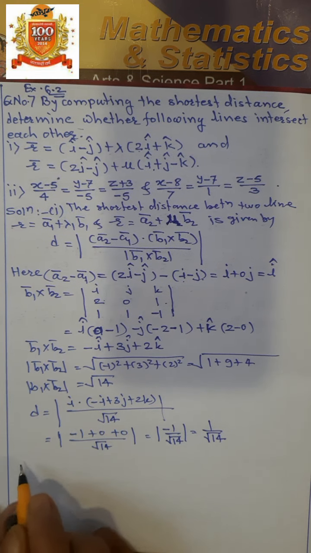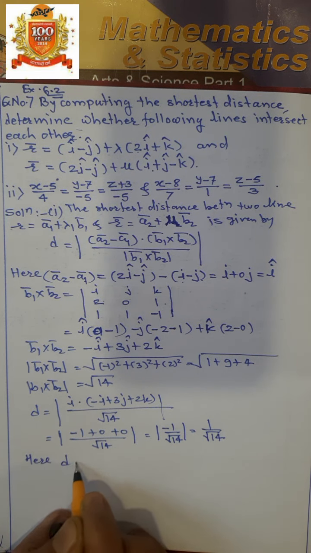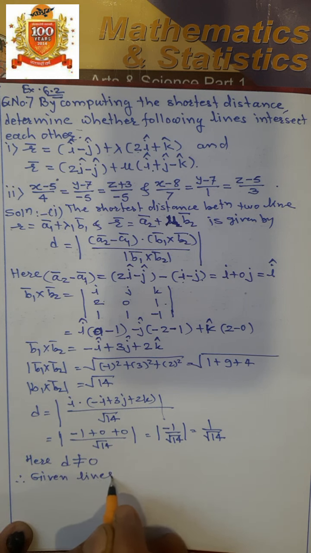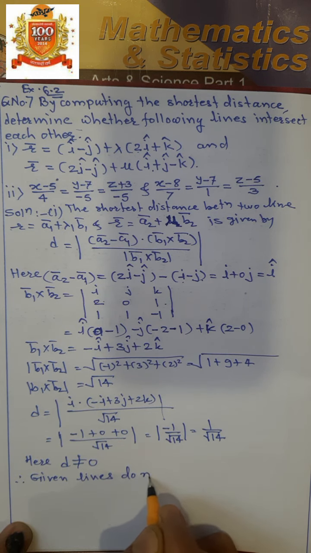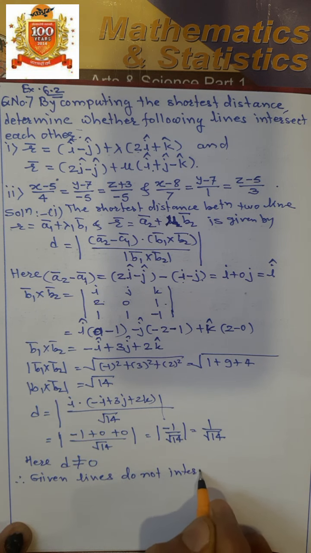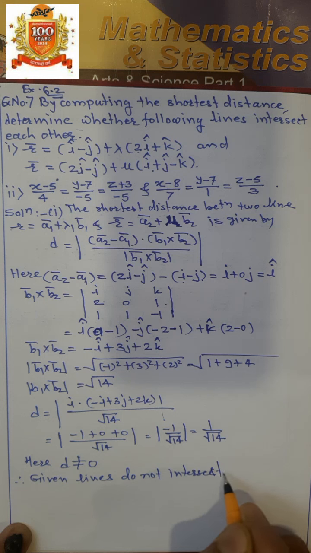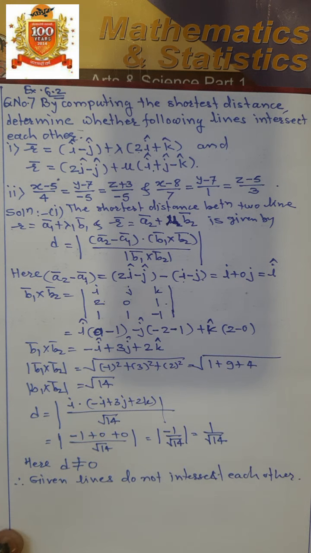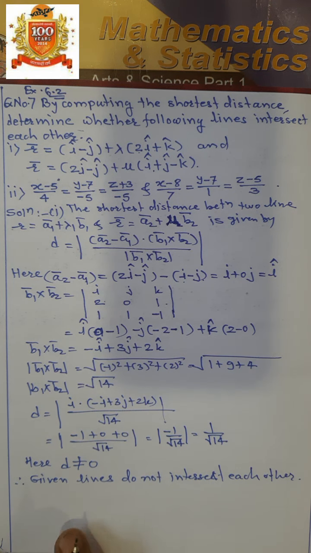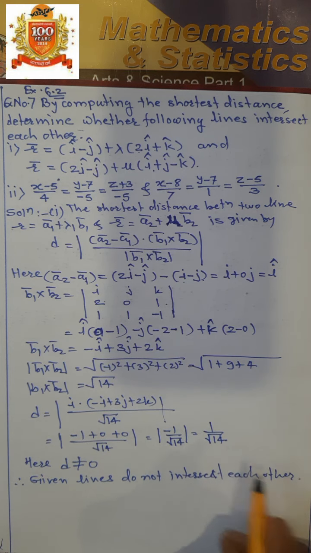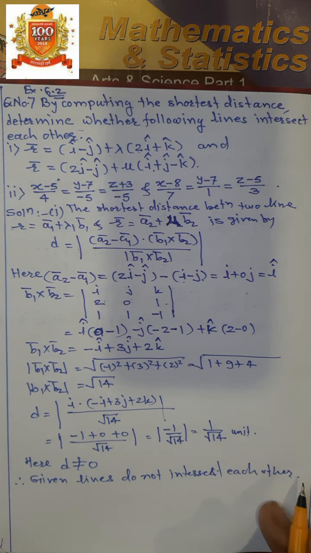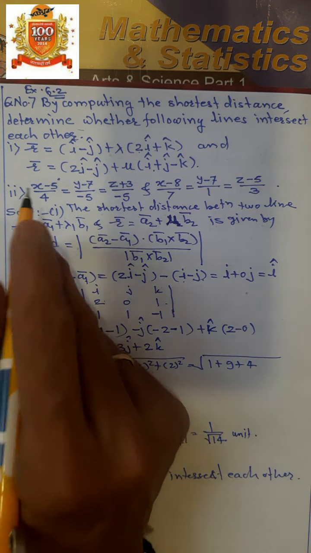Here D is not equal to 0. Therefore, given lines do not intersect each other. We can say that given lines intersect if the distance between them is 0, but here the distance is 1 upon square root of 14 units, which is not equal to 0. Therefore given lines do not intersect each other. In this way we can solve question number 1.